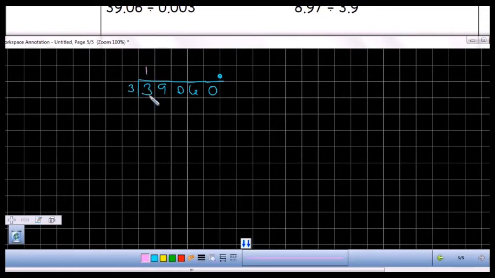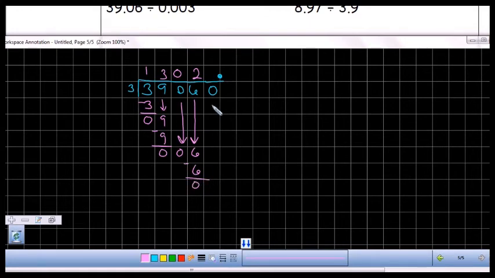3 goes into 3 one time. That's 3. Remainder 0. Then bring down my 9. 3 goes into 9 3 times. 3 times 3 is 9. Remainder 0. Bring down my 0. And 3 goes into 0 0 times. So now I can bring down my 6. And 3 goes into 6 twice. 3 times 2 is 6.